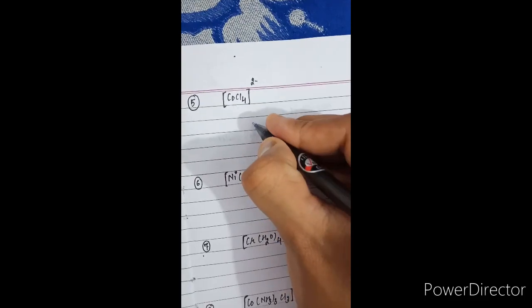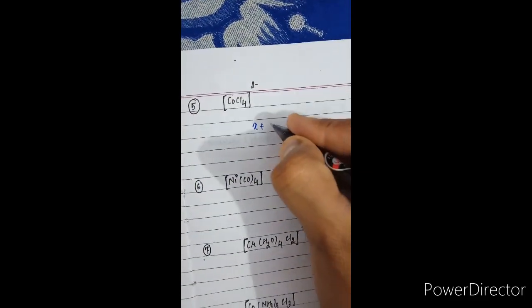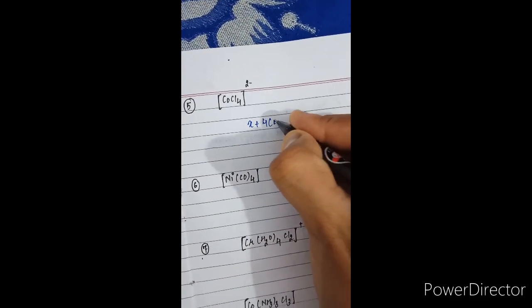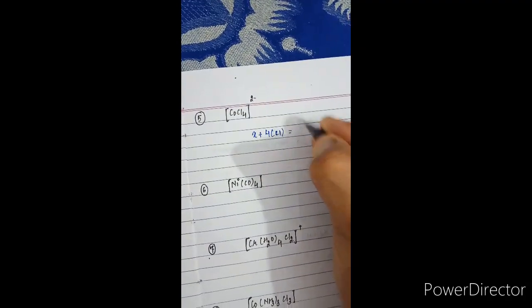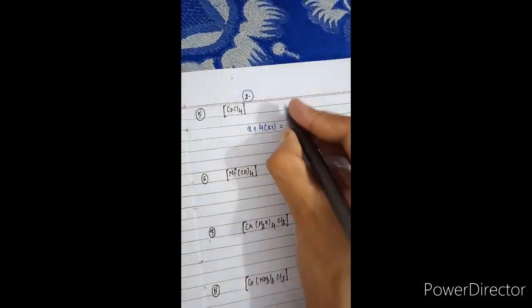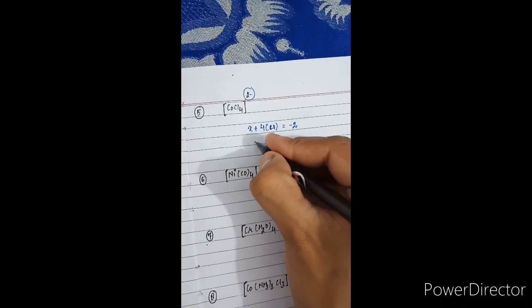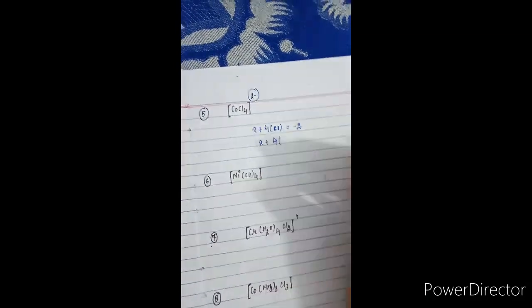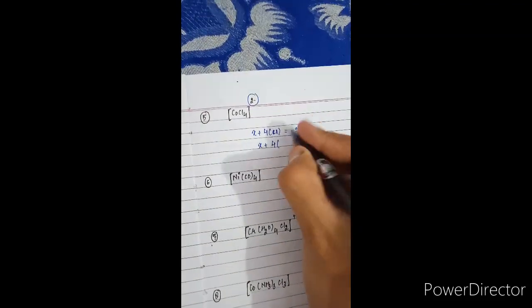It is quite simple. Now for this complex, let the oxidation state of cobalt be X, and plus 4 into Cl, and the overall charge is minus 2. Now X plus 4. What will be the charge for chlorine? This is minus 1.